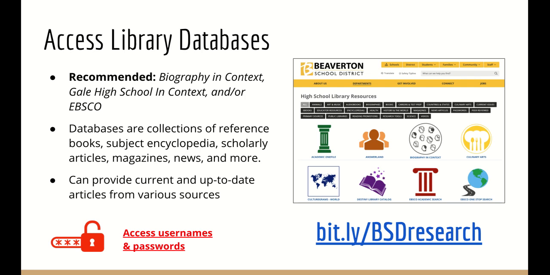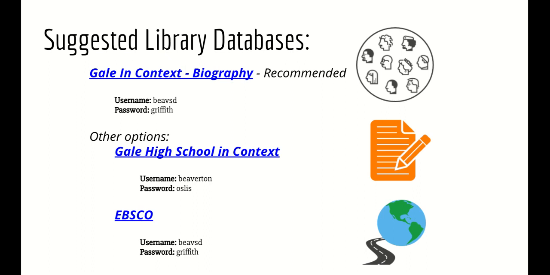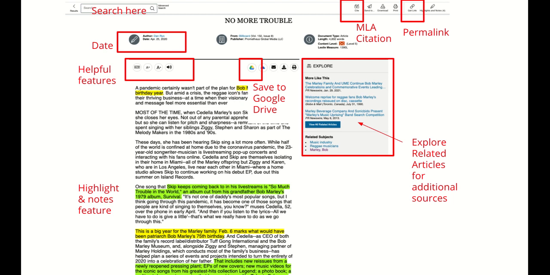So let me go back to my slideshow and show you some things that are really helpful when you are on a database. Now, the Gale in Context Biography database and the Gale High School in Context, they work exactly the same way. So when you get into an article, here are some of the things that you might want to know. There are citations provided for each article, whether it's from an encyclopedia or a newspaper or a magazine or video. There's also something called a permalink. If you wanted to save this link to get directly back to this article so you don't have to search for it again.